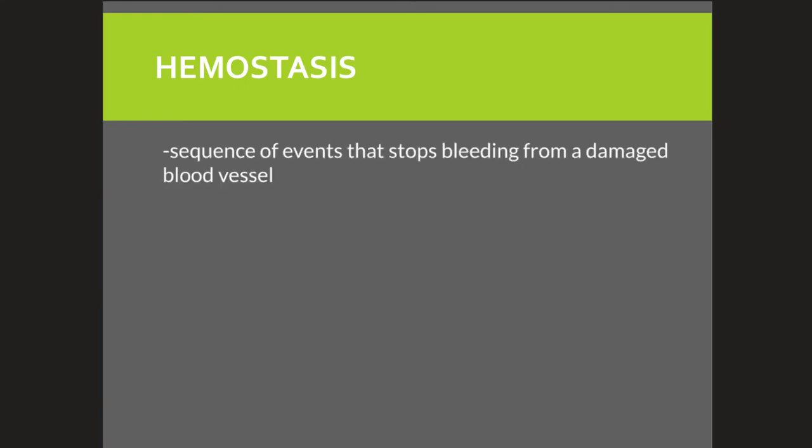Hemostasis, not to be confused with hematopoiesis, is the sequence of events that stops bleeding from a damaged blood vessel. The three mechanisms that reduce the loss of blood from vessels include vascular spasm, platelet plug formation, and blood clotting, also known as coagulation.